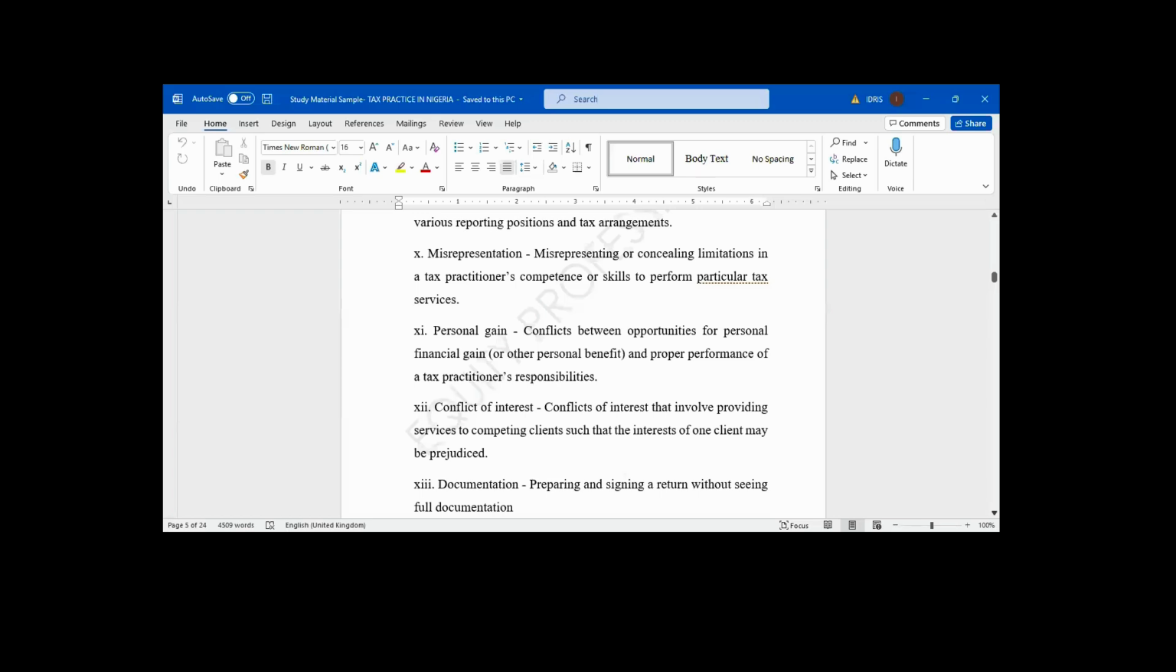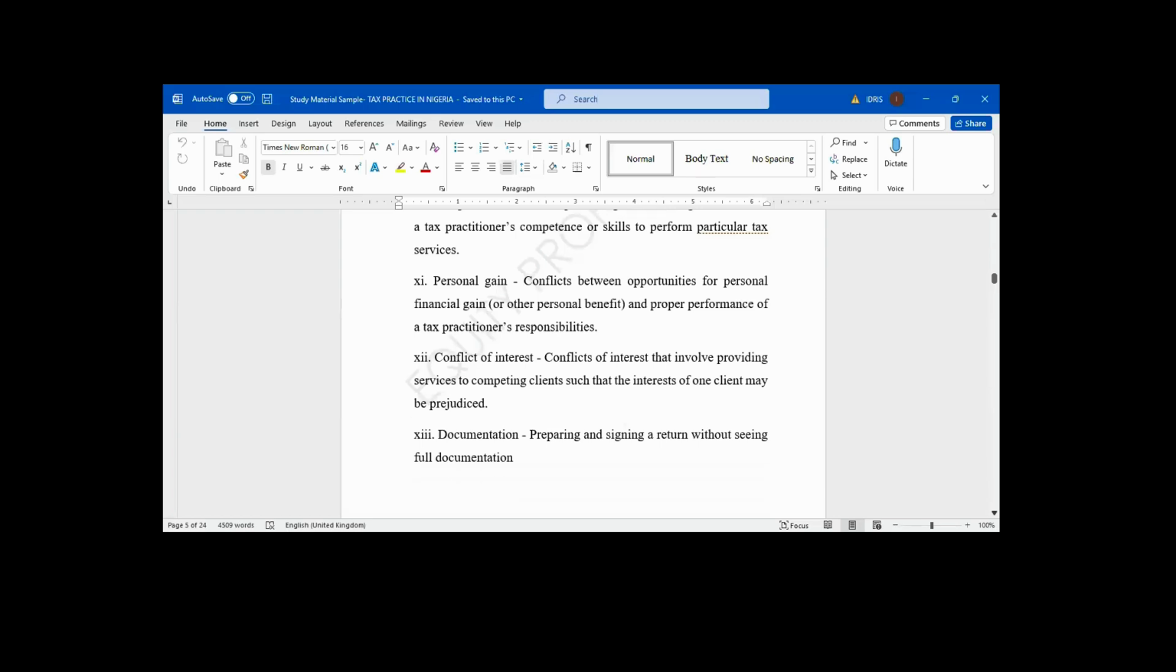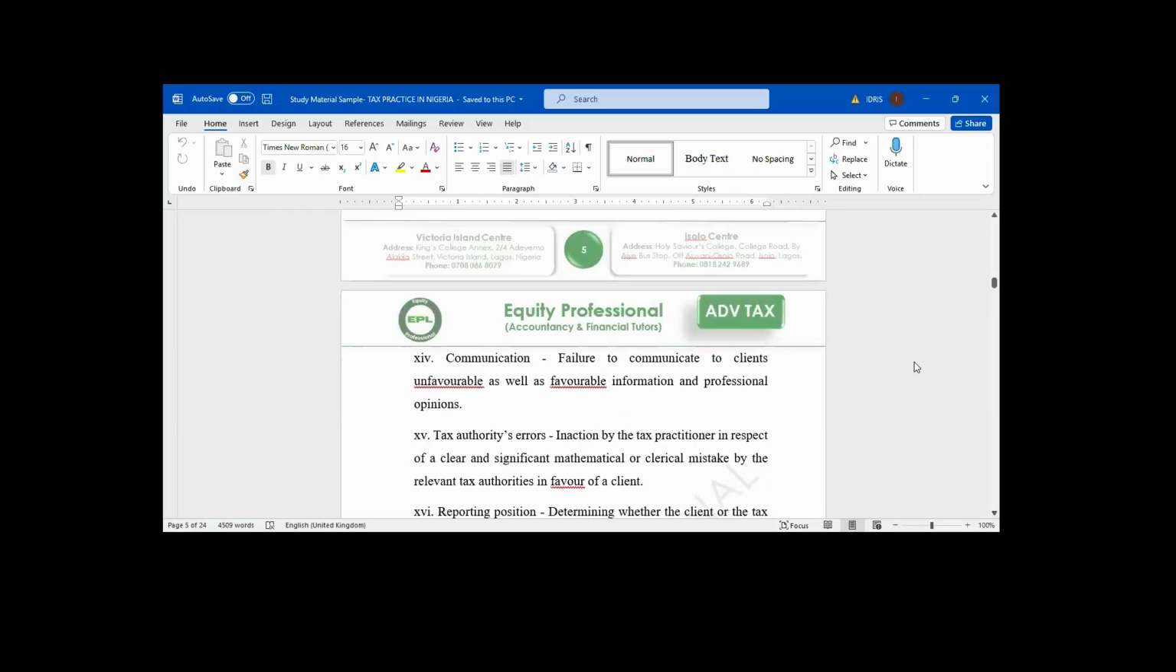In the long run, your client, the taxpayer, discovers, and you can be sued. Your client can report you to your profession. Your professional body can sanction you. That is personal gain. You are the one going front, going back. It's against the ethics of your profession. You are looking for some financial personal gain.